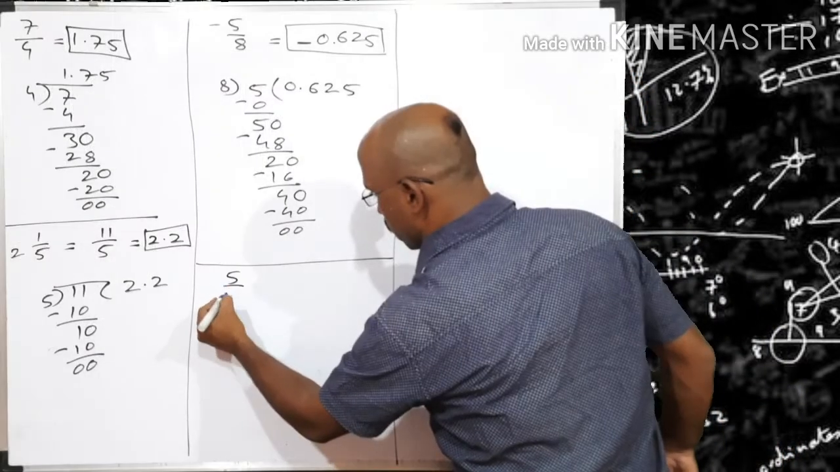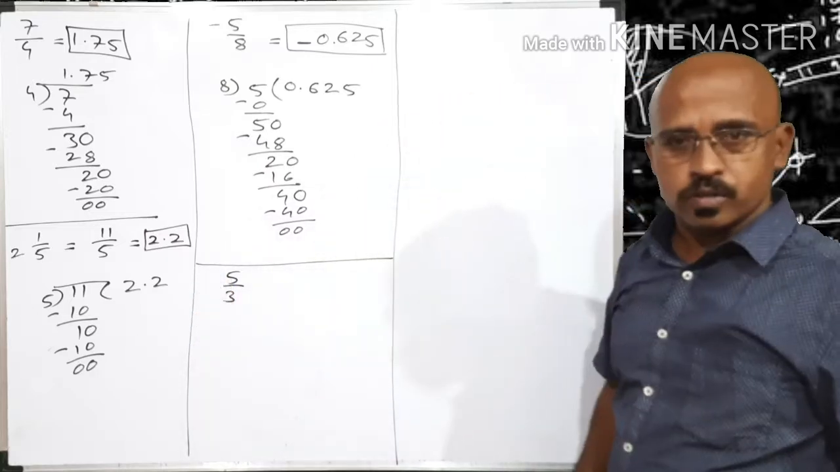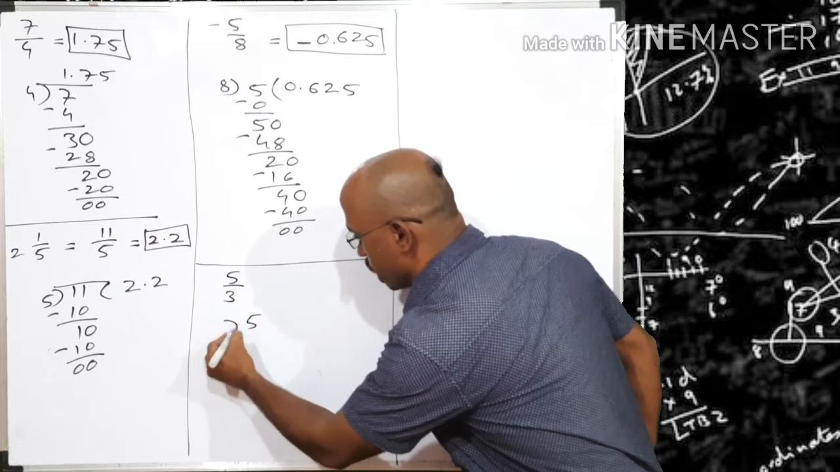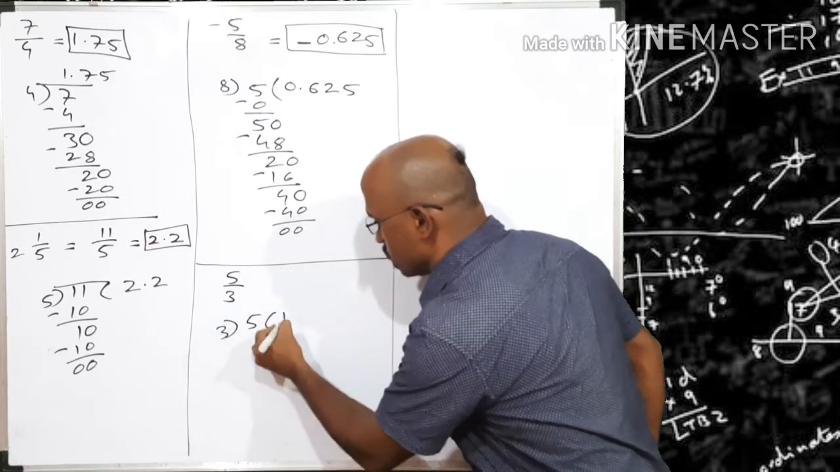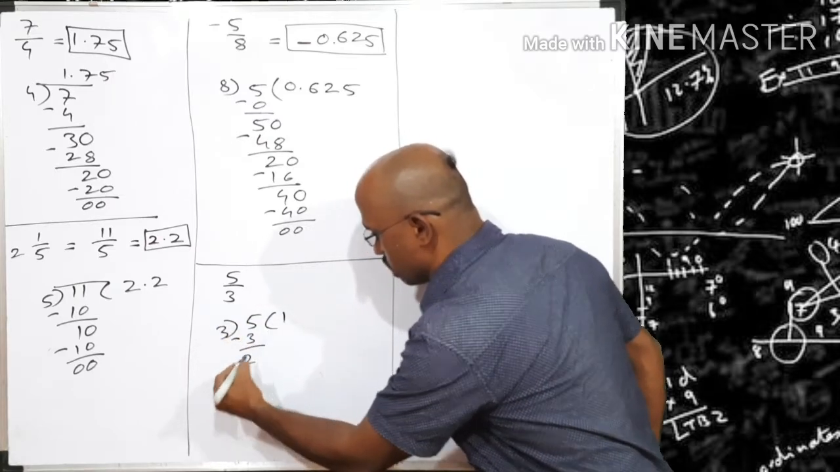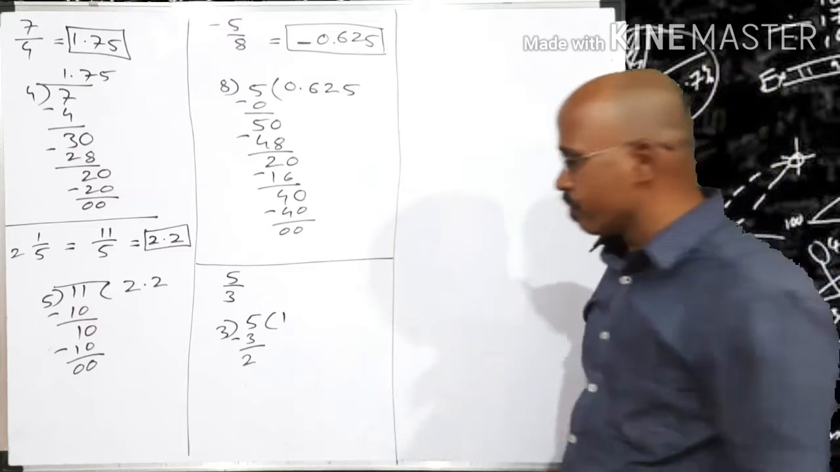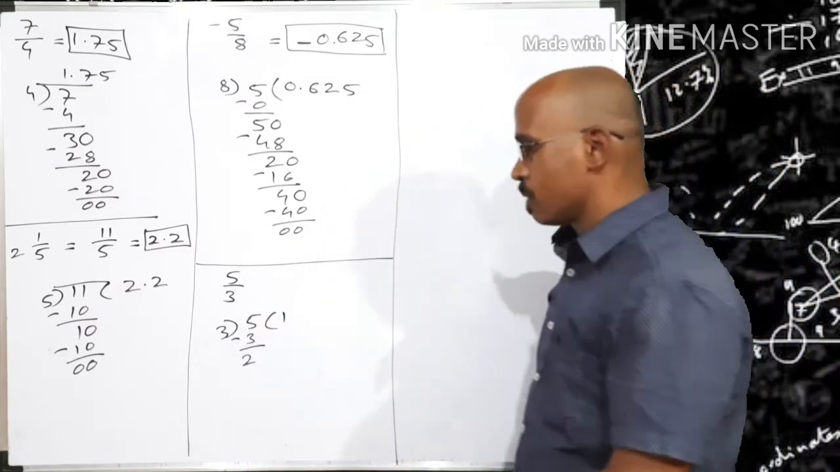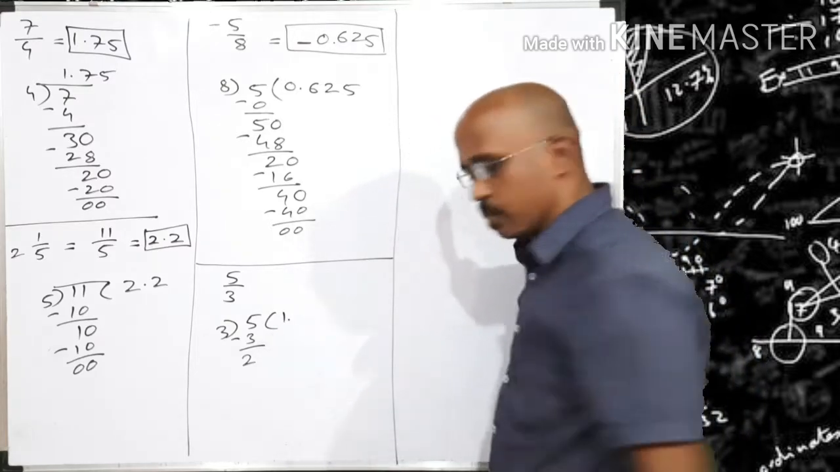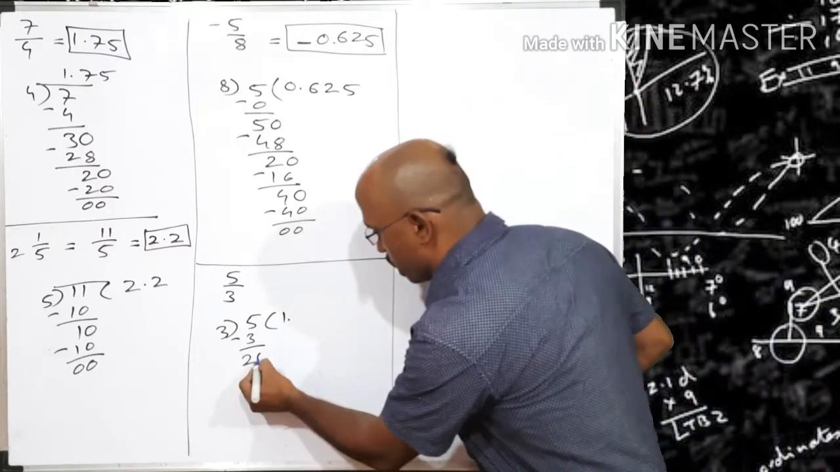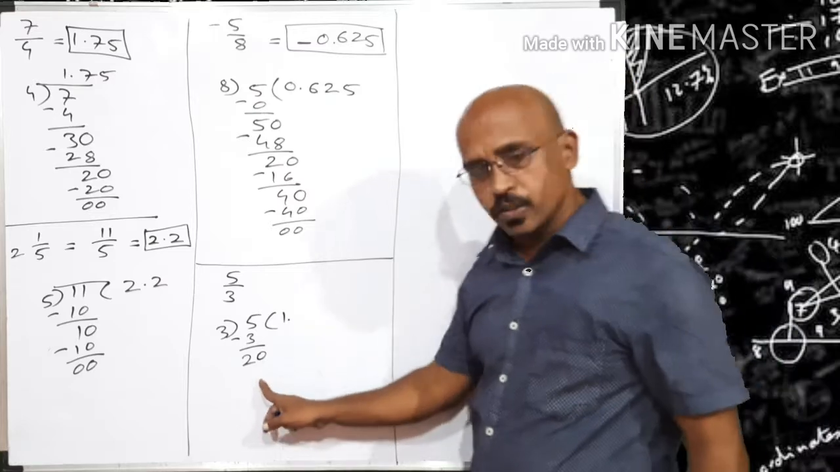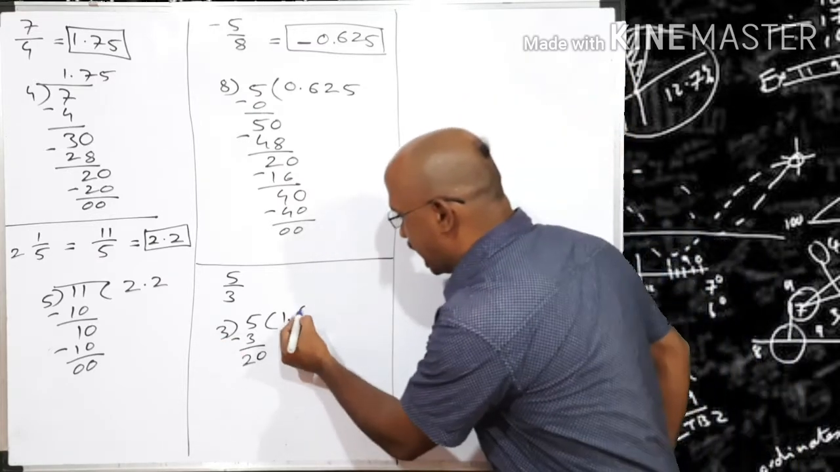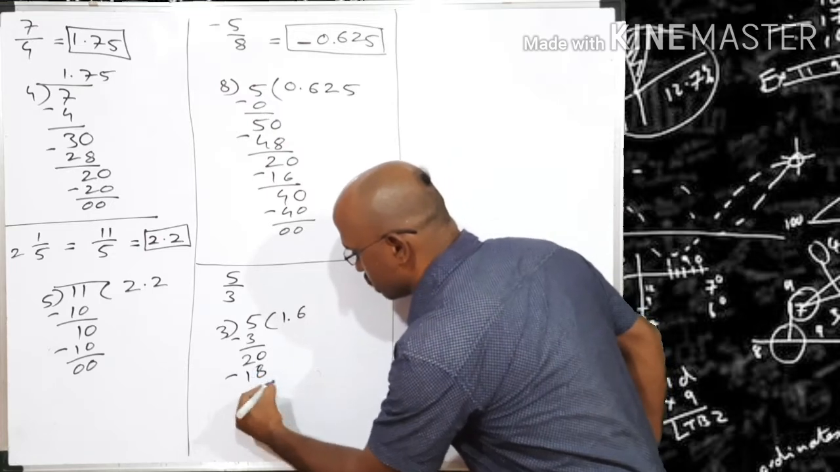Write the decimal equivalent of 5 upon 3. Once again we have to divide 5 by 3. So 5 divided by 3. 3 1 is 3, minus 3. 2 is the remainder. Clear? The original dividend ended. So we will give a decimal point and append a 0 after the remainder. 20 is the new remainder. 20 divided by 3. 3 6s are 18, minus 18.